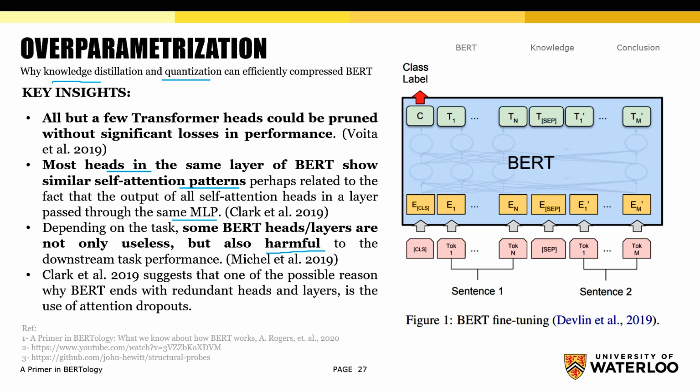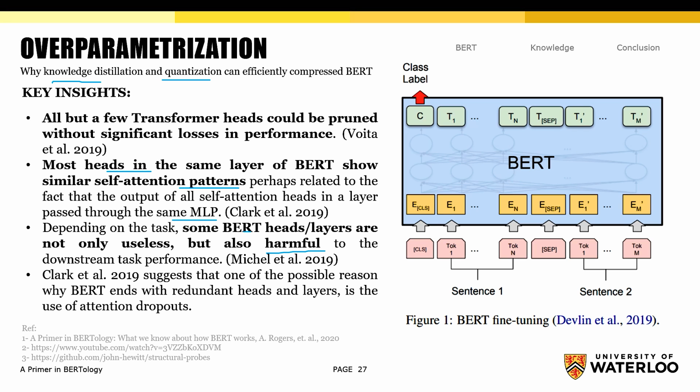Also, Clark and colleagues in 2019 suggest that one of the possible reasons why BERT ends up with redundant heads and layers can be the use of attention dropouts, which is reasonable because the whole idea behind dropout is to make the whole model more robust.